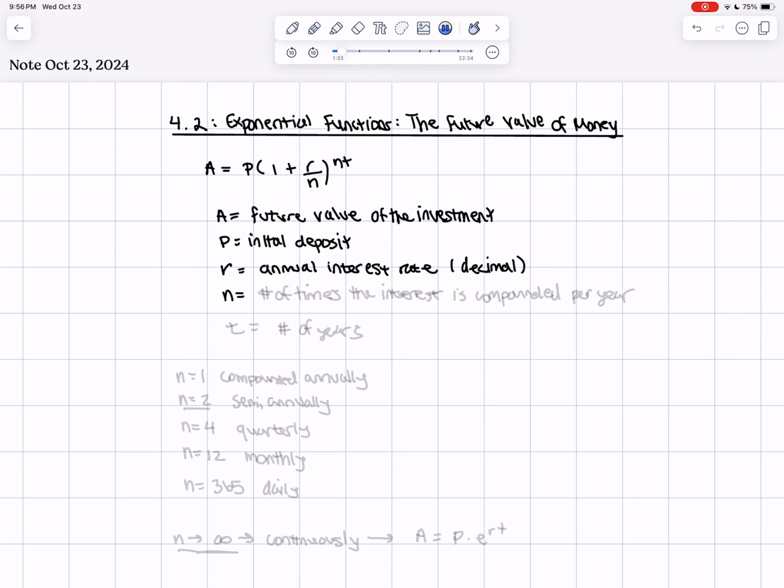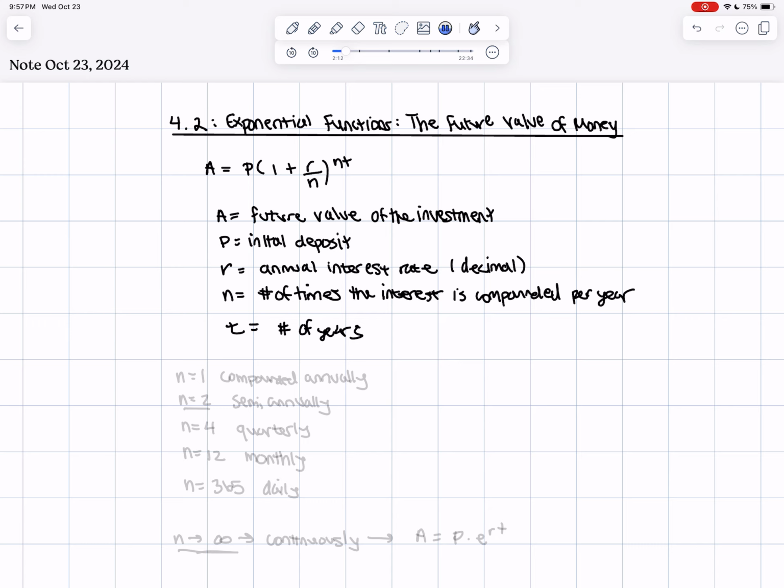N is the number of times the interest is compounded per year. And T, the last thing, this is regarding time, so this would be our number of years. So we're going to do a few examples of this with different N's.